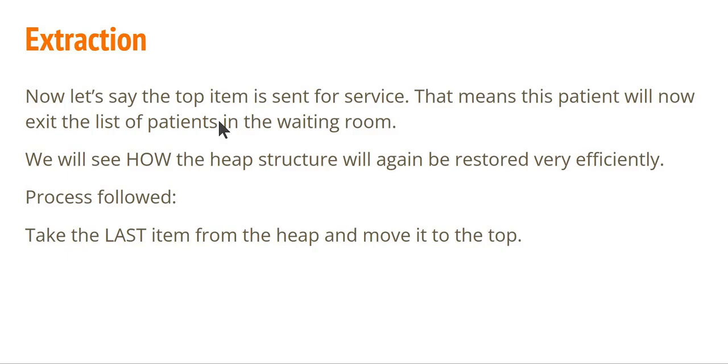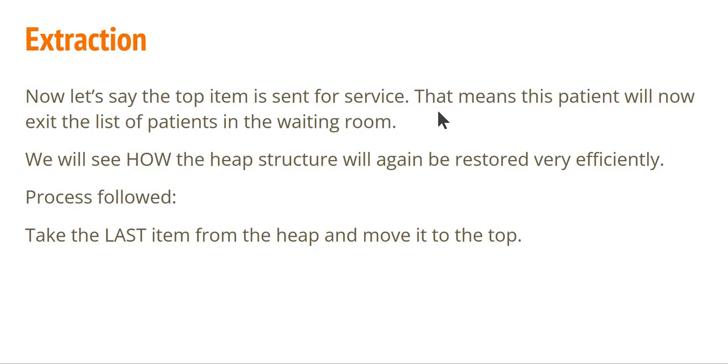Now what happens if the person on the top is sent for service? Clearly, it's no longer a part of the waiting room. So this person must now be removed from the list, because now we must look for the minimum, the highest priority patient or the minimum priority score patient, in the remaining items. We'll see how this happens and how the heap structure gets restored again very efficiently.